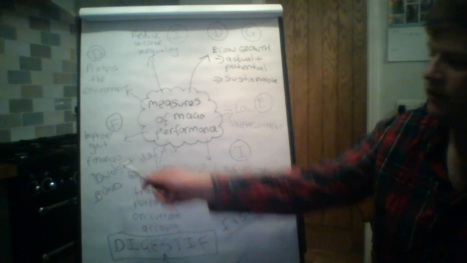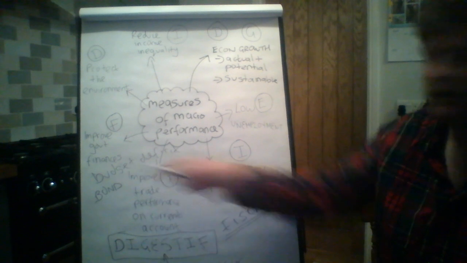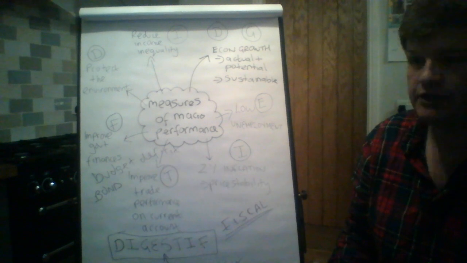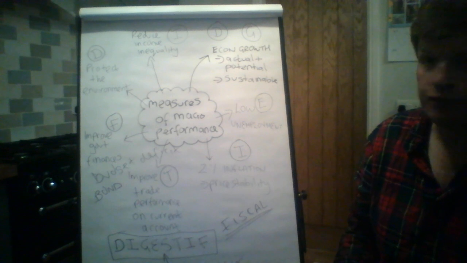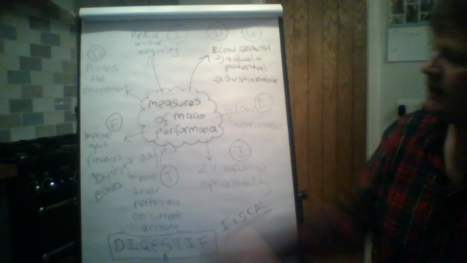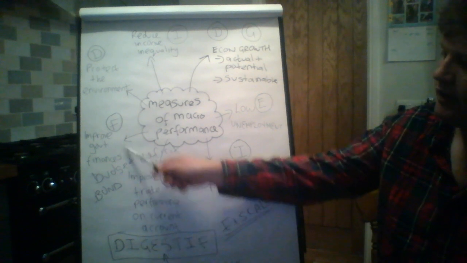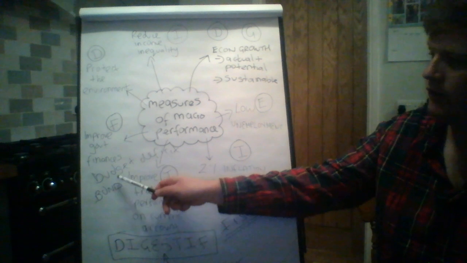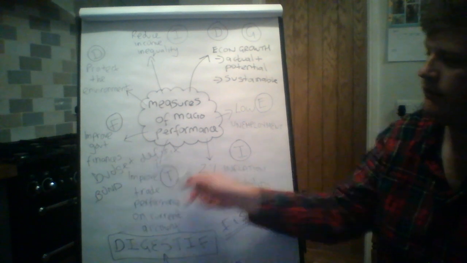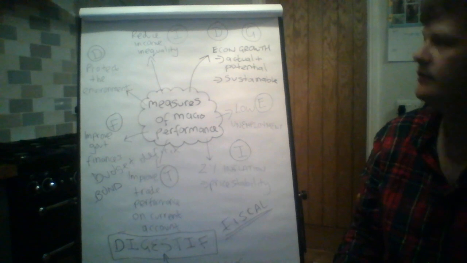You're building up lots and lots of debt across the economy. And that could mean that future generations have got to be burdened with paying back that debt. So if we can improve our government finances, it should hopefully mean that debt will start to fall, or how much borrowing we do will start to fall, and that will improve our government's finances.